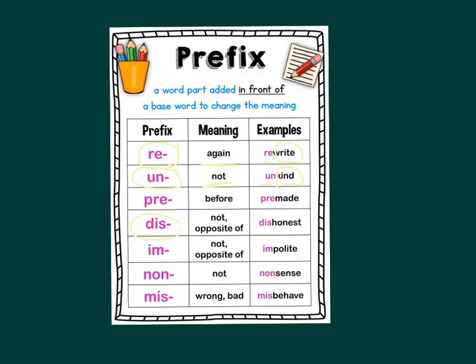Last week we also looked at dis. It changes the meaning to not or the opposite. So if I add dis to the base word honest, it means not honest, or the opposite of honest. It could be somebody who's a liar. Mis changes the meaning of the word to wrong or bad. So if I add mis to behave, it could mean to behave badly or to behave wrong, to be naughty.